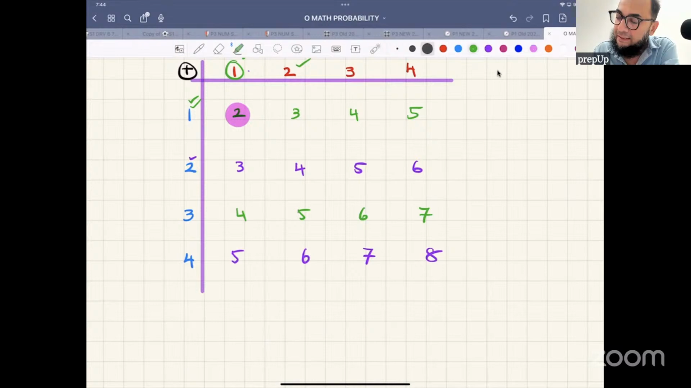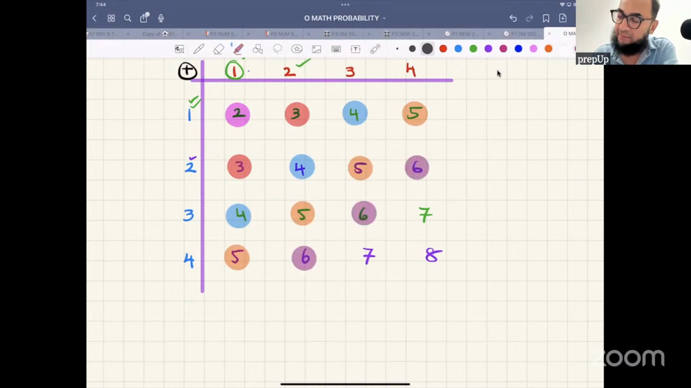This 3 is occurring twice. So this is 1 and this is 2. And then this 4 is occurring thrice. This 5 is occurring 4 times. This 6 is occurring 3 times. This 7 is occurring 2 times. This red is occurring once.